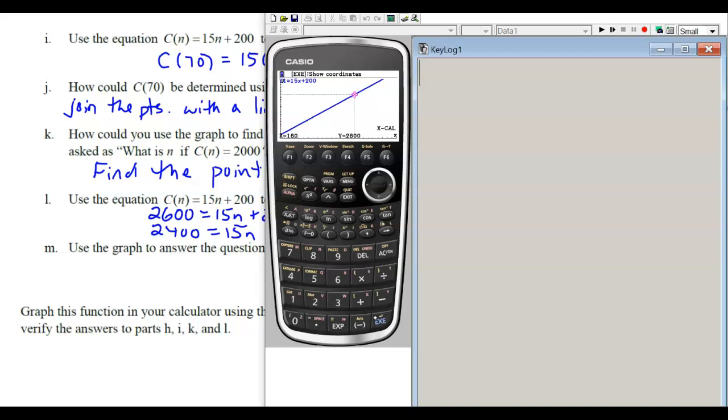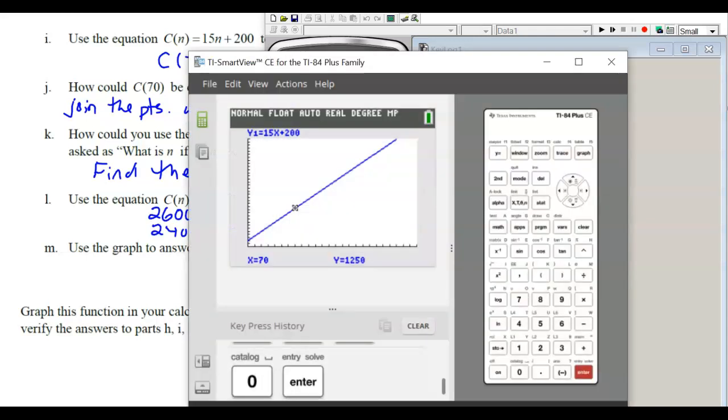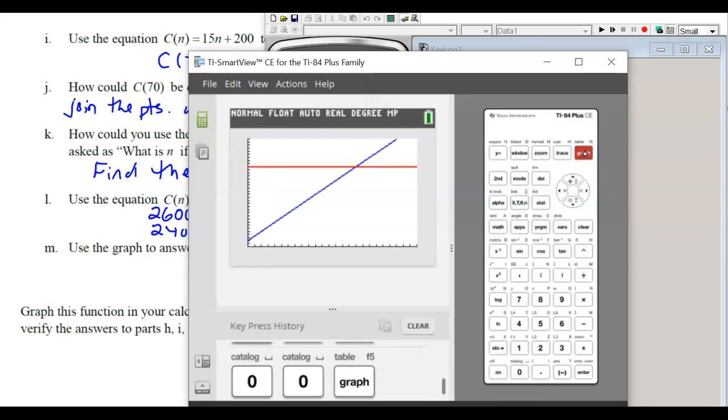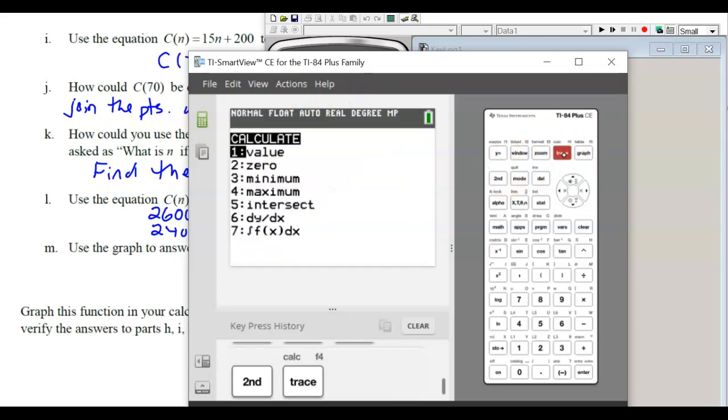Easy. On the TI, it takes a bit more work. On the TI, there is no opportunity to find an x value given a y. You have to go to y equals and put in another value. So basically it's another equation. And when you graph that, it's going to be a horizontal line. So now we want where those two intersect. Okay. And so then in a TI, we have to go in calculate, which is second trace, and it will say intersect. So that's what we have to do.